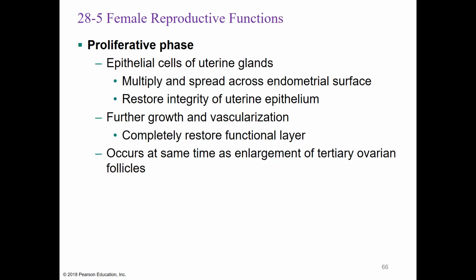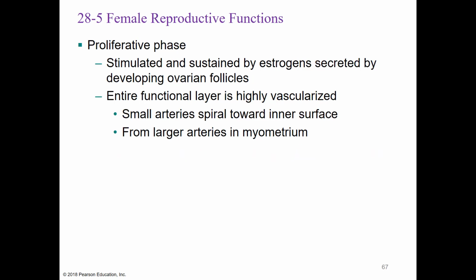The proliferative phase is when the epithelial cells of the uterine glands begin to rebuild. So after we bleed, then we rebuild. They multiply and spread across the endometrial surface to restore the integrity of the uterine epithelium. Further growth and vascularization will completely restore the functional layer. This will happen at the same time as the enlargement of the tertiary ovarian follicles. This will be stimulated and sustained by estrogen secreted by the developing ovarian follicles.